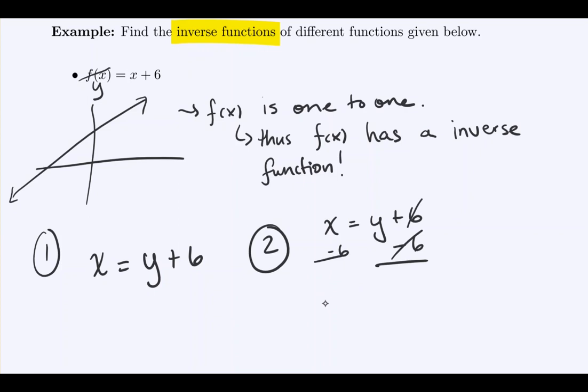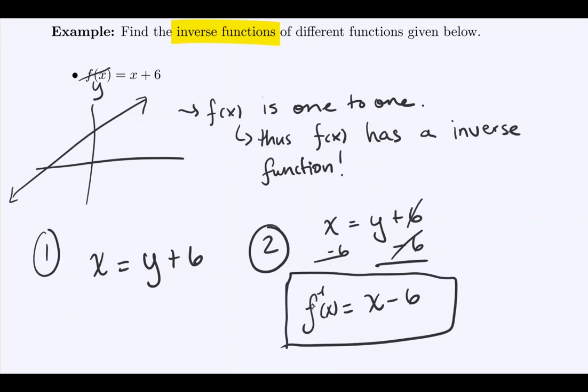And we get that y is x minus 6, but y is really the stand-in for our new inverse function that we found, so we would call this f inverse of x. And the reason we call it f inverse is this tells us the inverse function of f, which is what we were given originally.